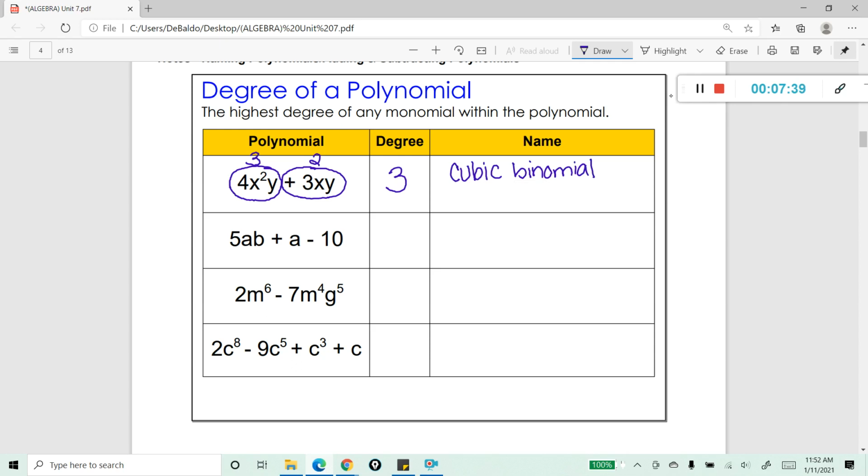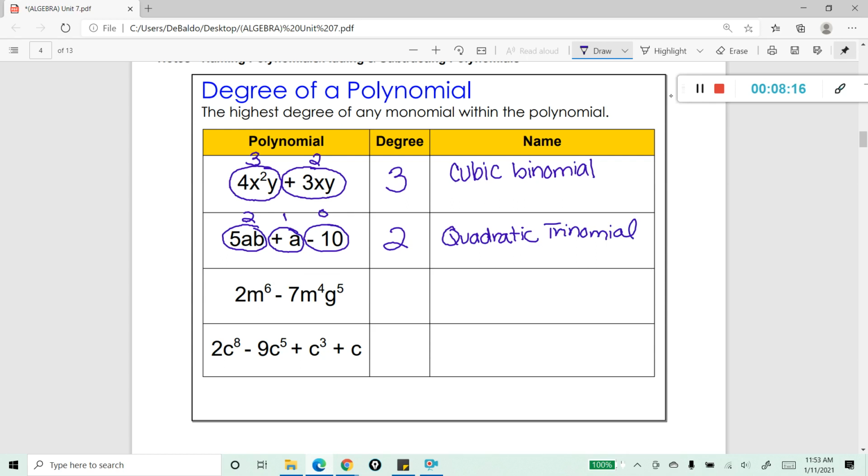All right, let's take a look at the second one. This one has 3 terms. In my first term, my degree is 2. In my second term, my degree is 1. And in my third term, my degree is 0. So the highest degree here is 2. A second degree polynomial is called a quadratic, so I'm going to go ahead and write that down. This is a quadratic. And then the name that we give it for the number of terms is trinomial. So this is a quadratic trinomial.